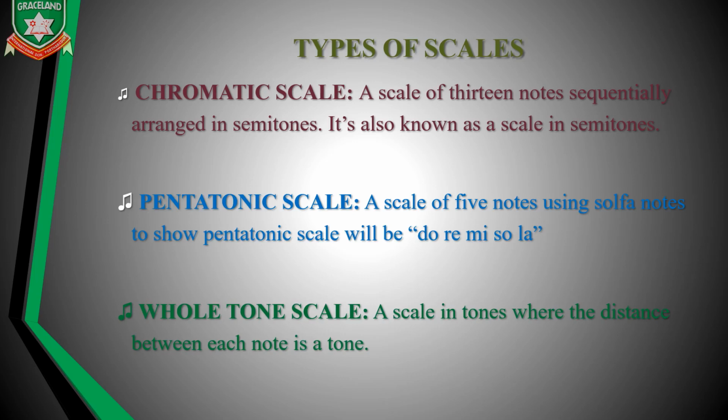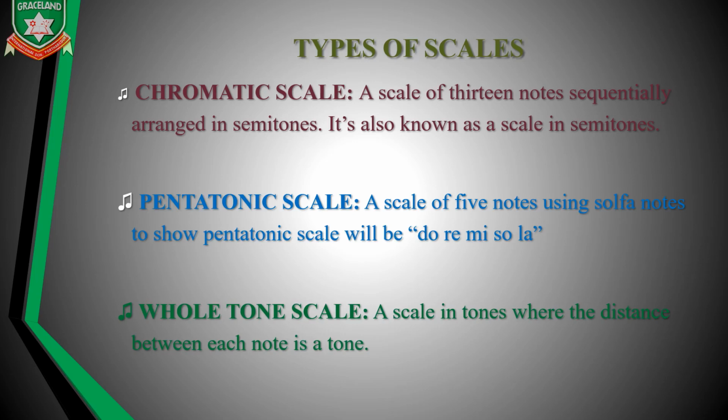If you start from, for example, C: a semitone from C is C sharp. A semitone from C sharp is D. A semitone from D is D sharp, otherwise called E flat. A semitone from D sharp or E flat is E. A semitone from E is F. And then you go on till you get back to C. It will sound like this. Let me play it slowly. Let me say the notes: C, C sharp, D, D sharp, E, F, F sharp, G, G sharp, A, A sharp, B, then C. That is a chromatic scale.